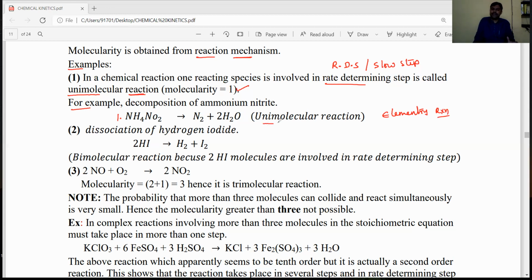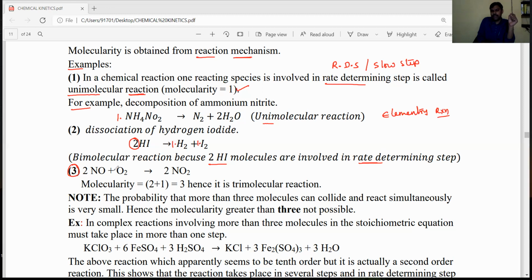In the same way, another example, for a bimolecular reaction, is the dissociation of hydrogen iodide: 2 moles of HI give 1 mole of H2 and 1 mole of I2. The above reaction is an example of a bimolecular reaction, because 2 molecules of HI are involved in the rate determining step. And the trimolecular reaction examples, let's see, dear students.